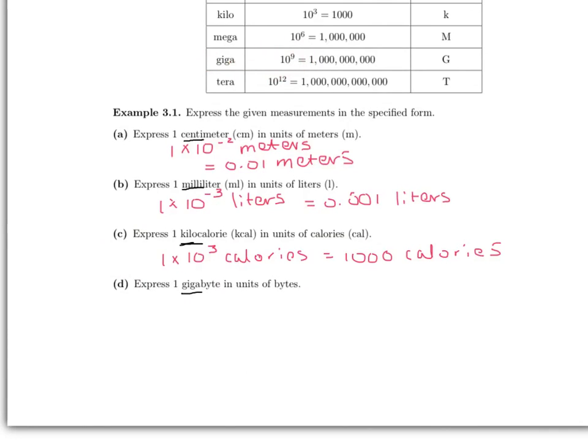So here, instead of writing giga, we would write 1 times 10 to the 9th bytes, which is the same thing as 1 billion bytes.